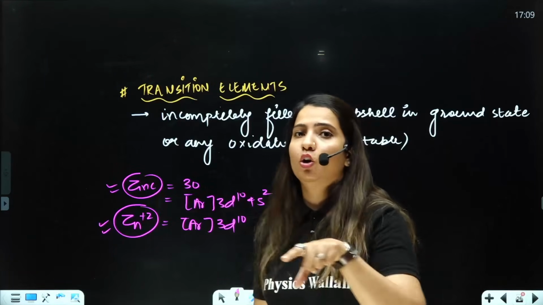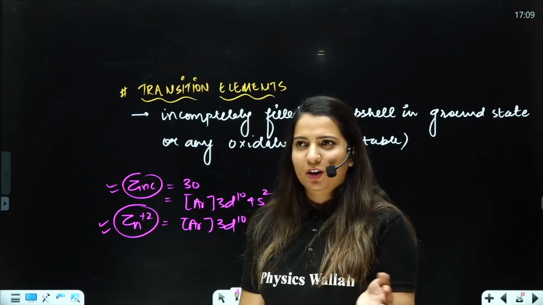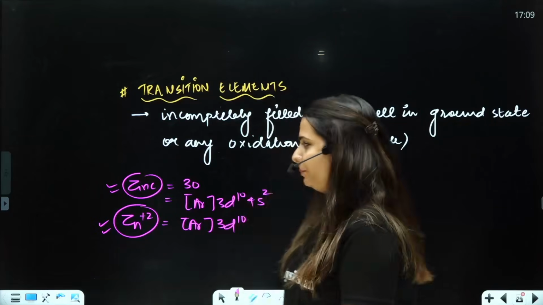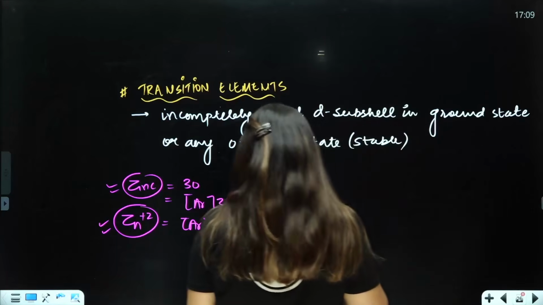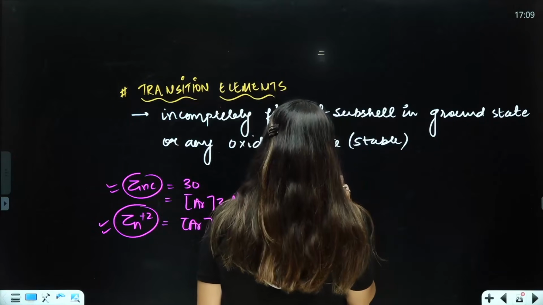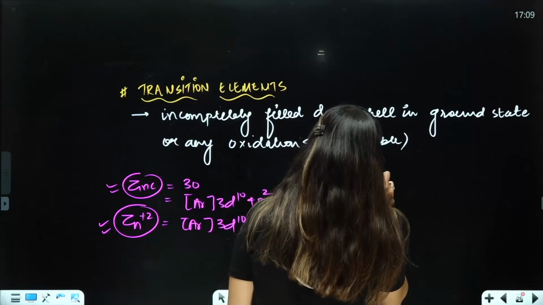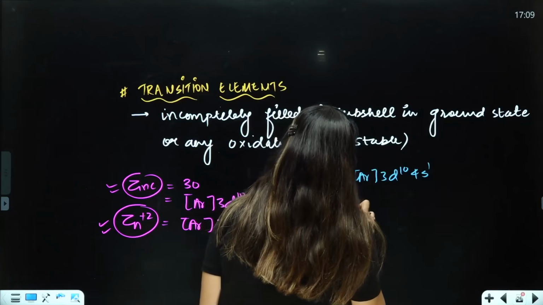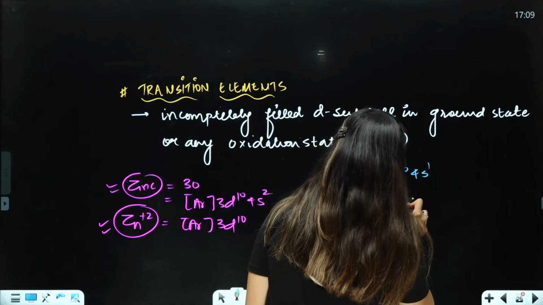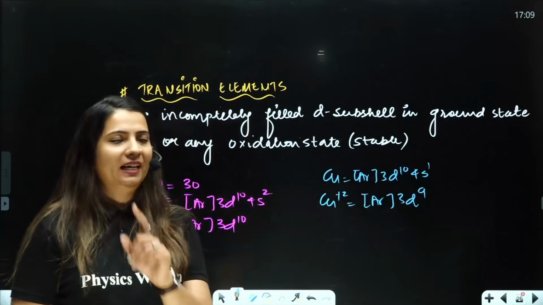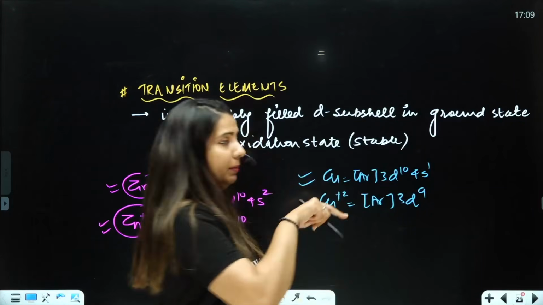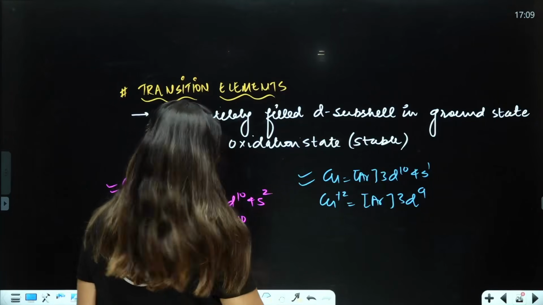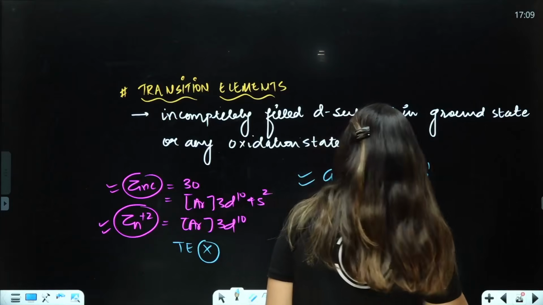So it is called a pseudo transition element, a fake transition element, not having the exact properties that transition elements should have, right? You might have a question that, ma'am, copper also is having a completely filled configuration. See, copper is having the electronic configuration argon 3d10 4s1. But you know that copper has the stable oxidation state copper plus 2, in which it becomes 3d9, and it is having an incompletely filled d subshell over here. So yes, copper will be called a transition element, and zinc will not be called a transition element.